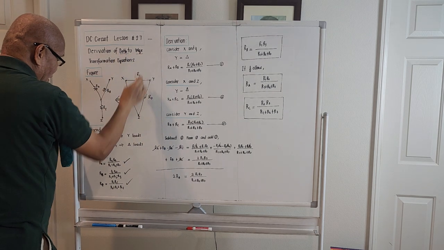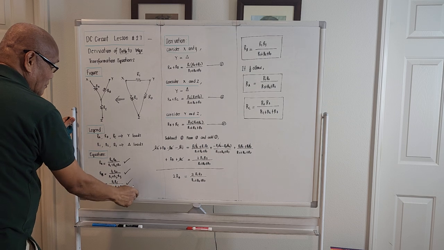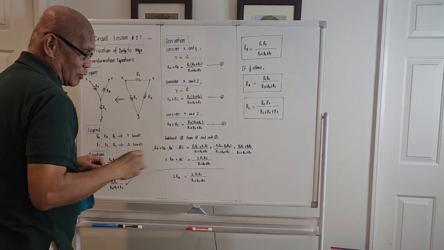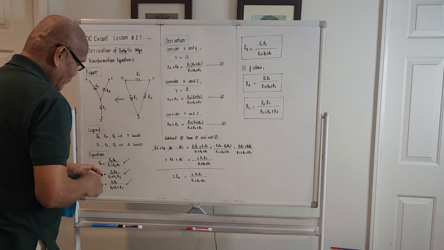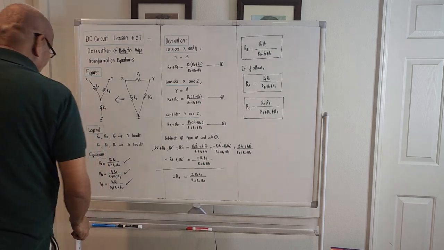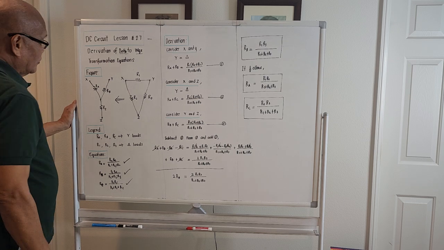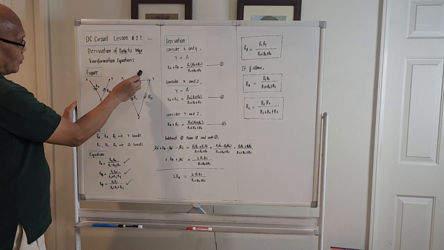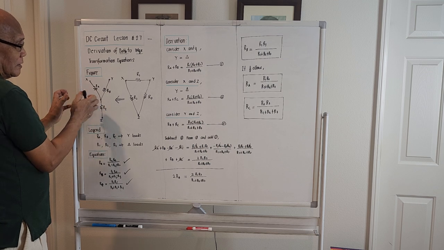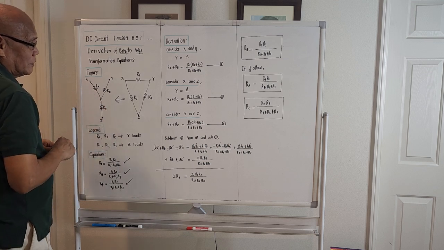This should be the correct formulas for delta to y, but the emphasis for tonight will be the derivation. How did it come out like this? Okay, let's try to bring out the derivation. To derive the equivalent of R1, R2, and R3 in terms of the y connected equivalent, this will be the derivation.